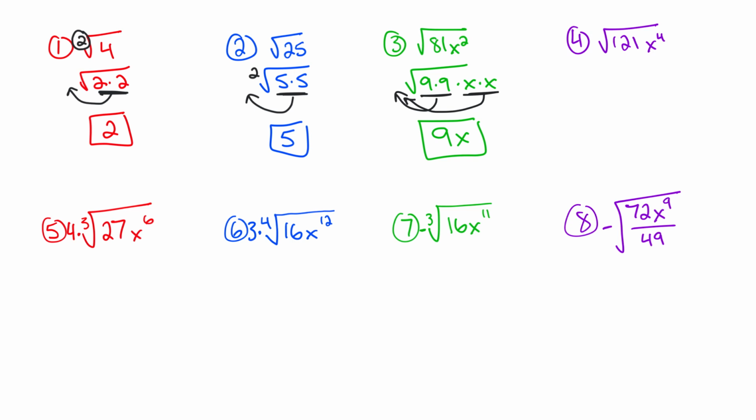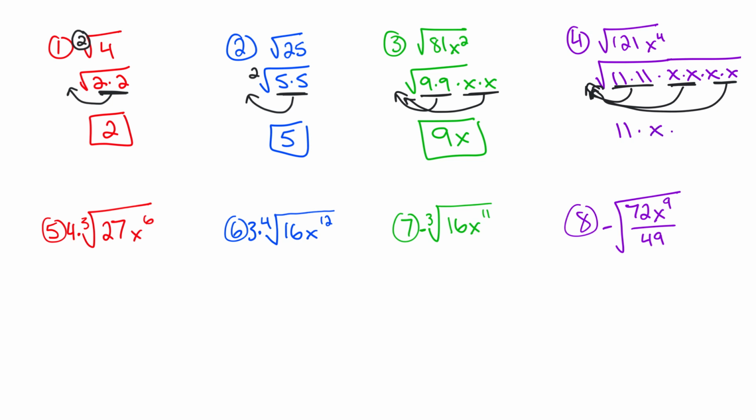Problem number 4, same thing. I have the square root of 121 x to the 4th. That is the same thing as the square root of 11 times 11 times x times x times x times x. This is a second root, so we're looking for pairs. I have a pair of 11's. I have this pair of x's, and I have this pair of x's. So that's going to turn into 11 times x times x, which is 11x squared.